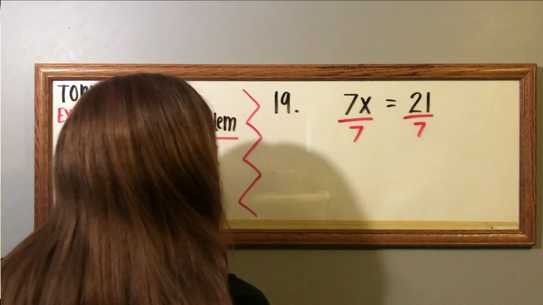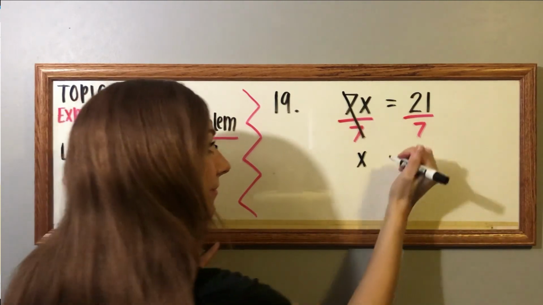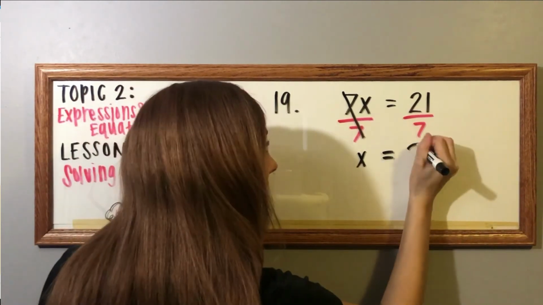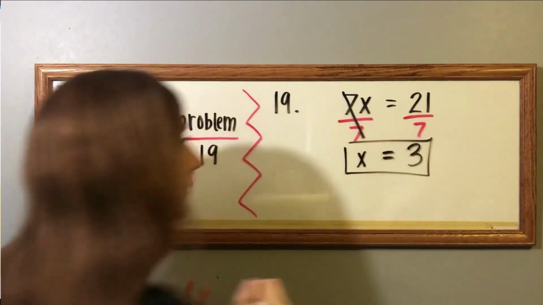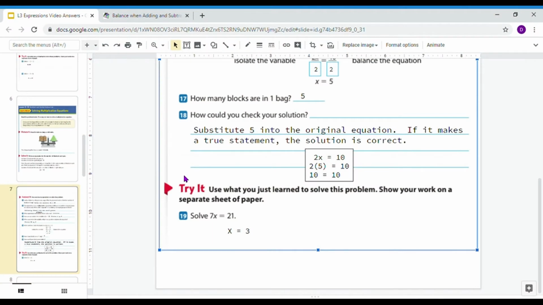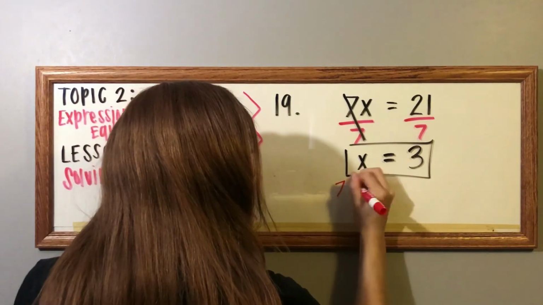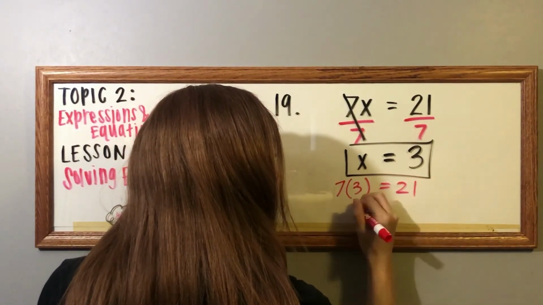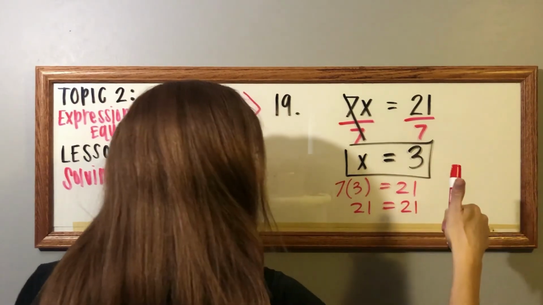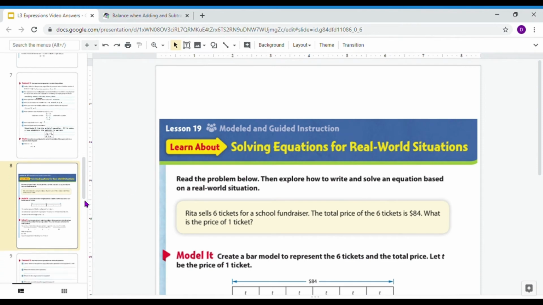So when I see 7 divided by 7, those cancel out and leave me with the variable x. And now I've got 21 divided by 7, and I know that that is 3. So the solution to 7x equals 21 is x equals 3. And if I wanted to check that just to be sure, I would plug that 3 in for x, and I would do 7 times 3 is 21, so 21 equals 21. That's a true statement. So I got the correct answer of x equals 3.